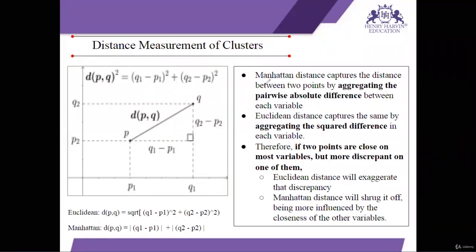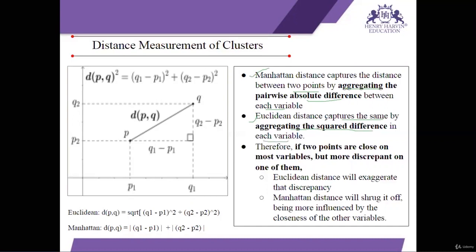Distance measurement of clusters. Now this is an important part because calculating distance of the clusters is important in order to get good quality output. There are two kinds of distance we can find out in R. One is Manhattan distance and the other one is Euclidean distance. Manhattan distance captures the distance between two points by aggregating the pairwise absolute difference between each variable, and Euclidean distance captures the same by aggregating the squared differences in each variable.